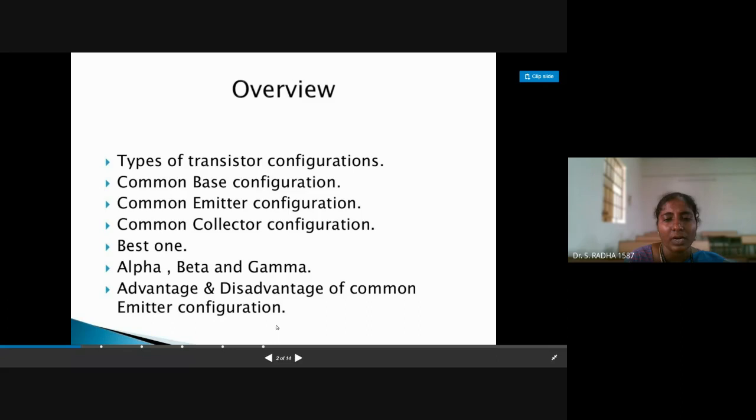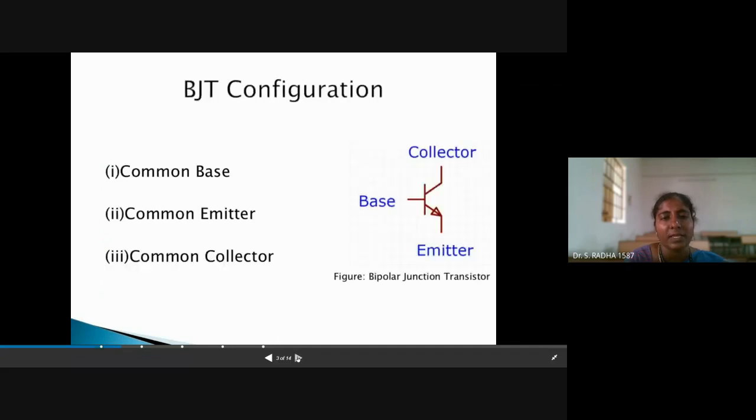Now coming to advantages and disadvantages, this arrow mark indicates whether it is an NPN transistor or a PNP transistor. The arrow mark is always from P side to N side. This is the channel. Here, this is the base. Base is of P-type material. Emitter is of N-type material, because the arrow mark is always from P side to N side. The arrow mark is always on the emitter terminal.